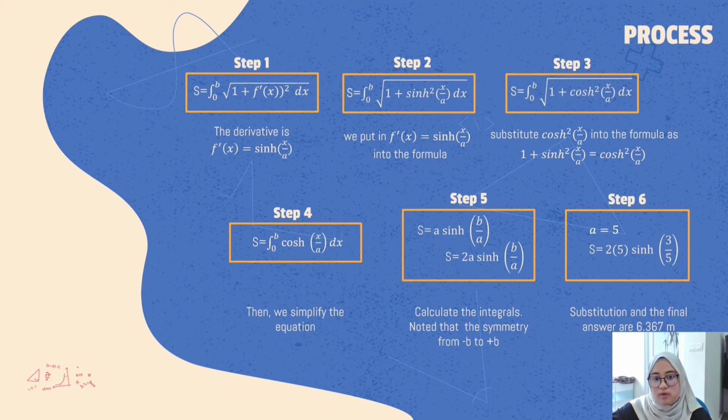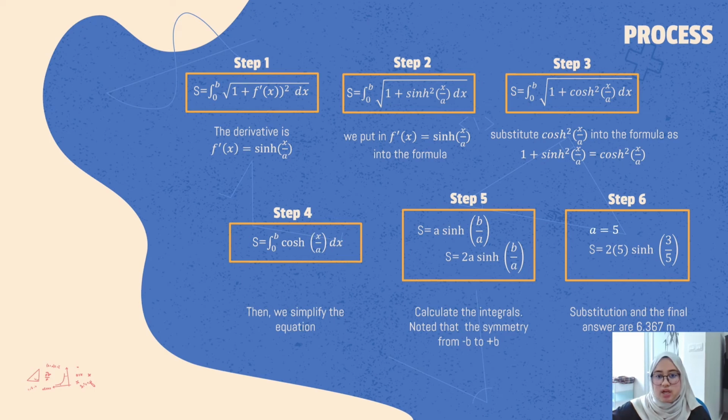And for step 5, we are going to calculate the integral, and we need to know that the symmetry is from negative b to positive b. So we are going to substitute negative 3 to positive 3 into the formula. In step 6, we know that a equals 5 and negative b to positive b is negative 3 to positive 3. So we substitute into the formula and get 25 sinh of 3 over 5, and we will get the final answer, which is 6.367 meters.